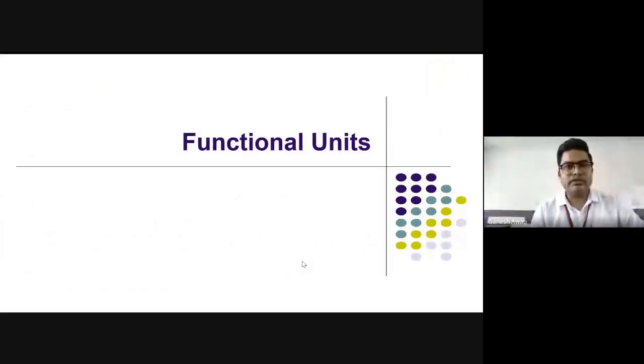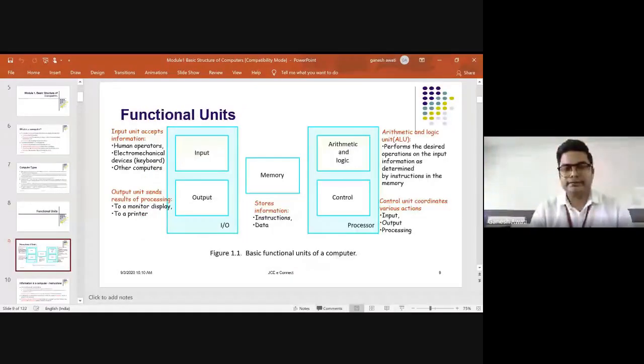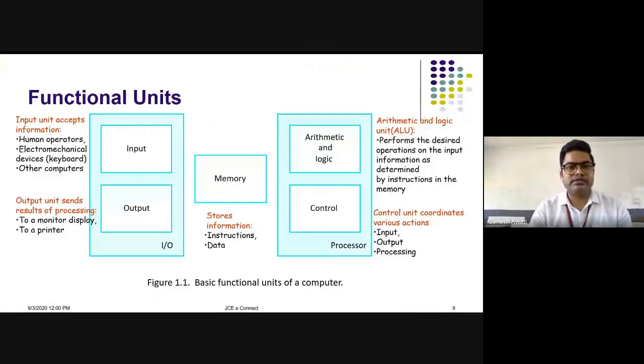Then we talked about the functional units of the computer. There are five functional units. The first one is the input unit. We know that the input unit accepts information, either from human operators or electromechanical devices like the keyboards, or from other computers. So it is accepting the information.